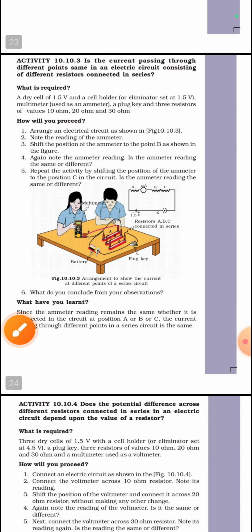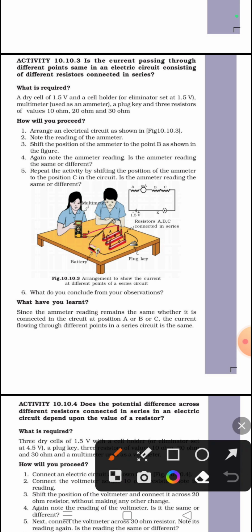Is the current passing through different points the same in an electric circuit consisting of different resistors connected in series? This is proof that the current flowing through all the resistors connected in series is the same. You can observe with the help of an ammeter, multimeter.